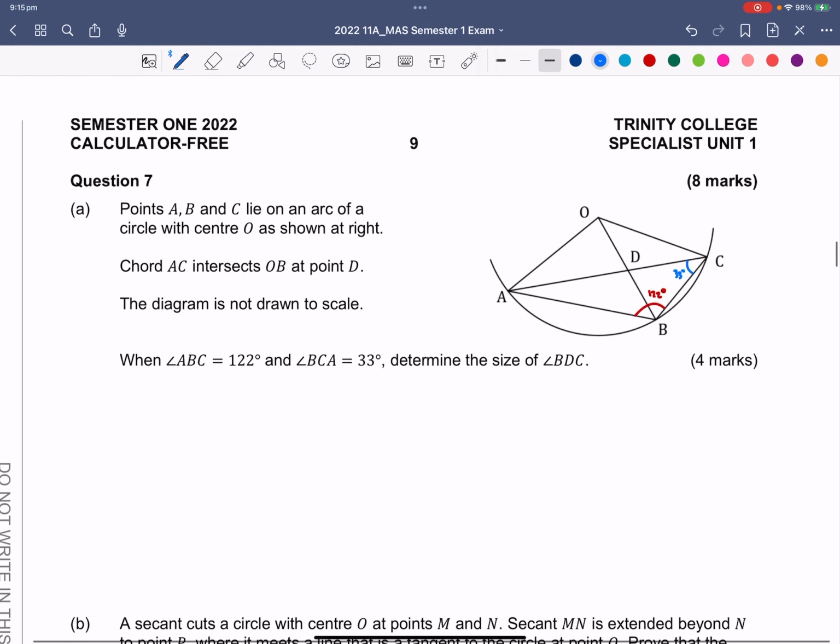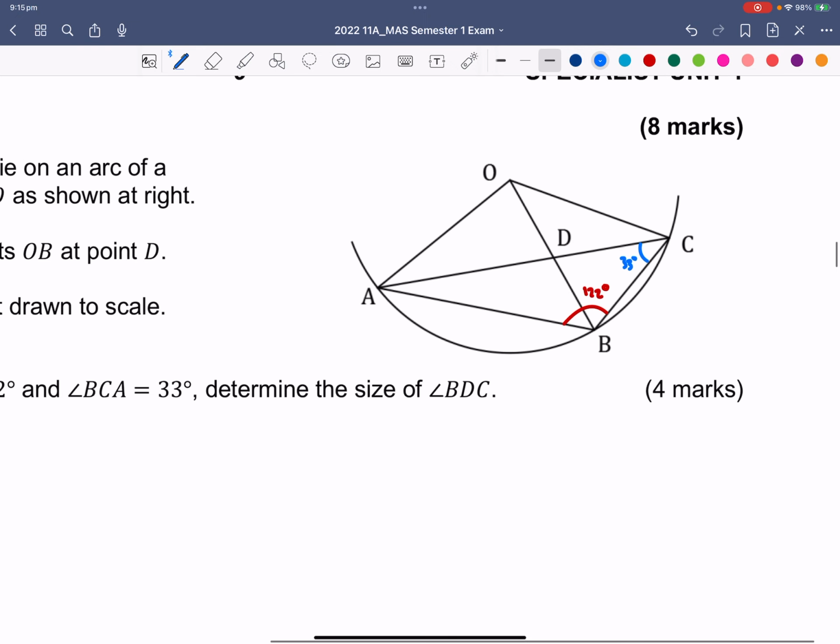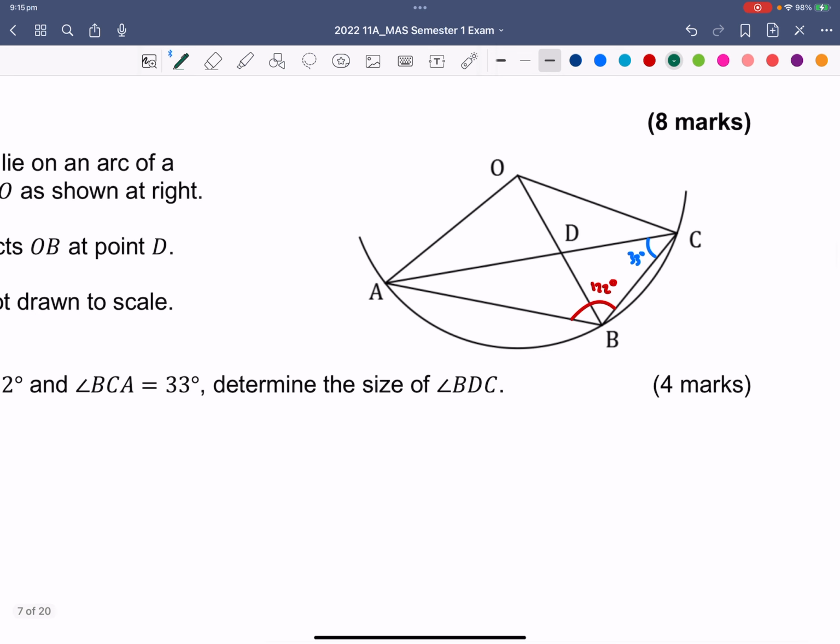Determine the size of angle BDC. We want the size of angle BDC, so we're interested in this one right here. You have to see what rules to use.